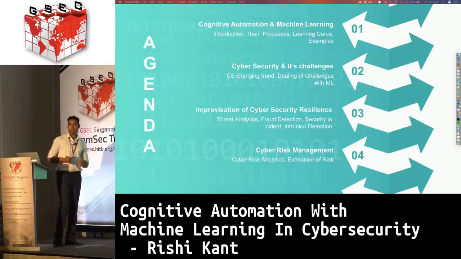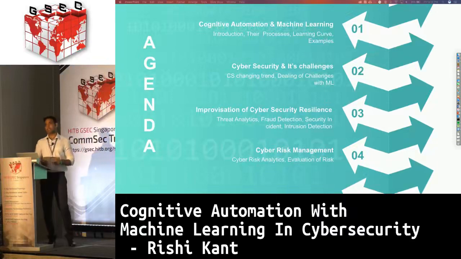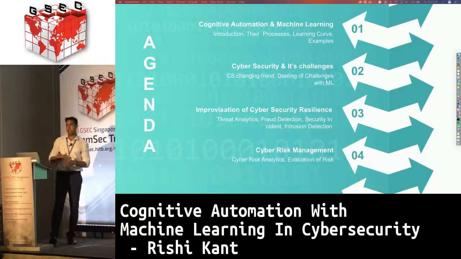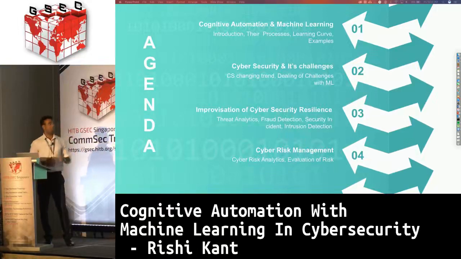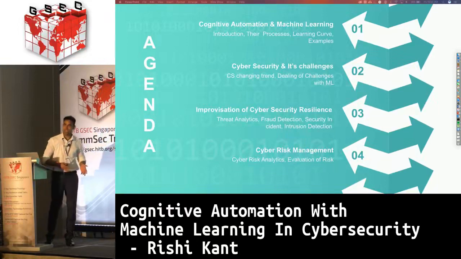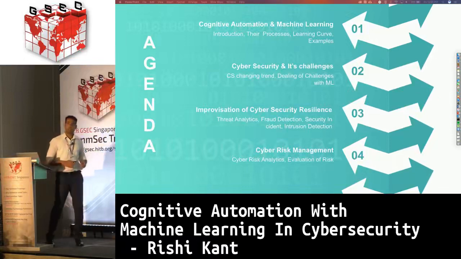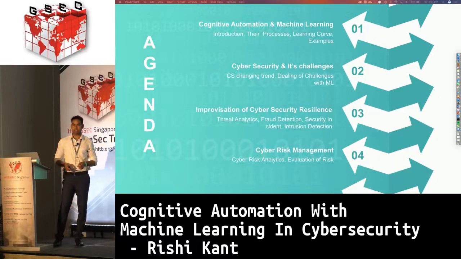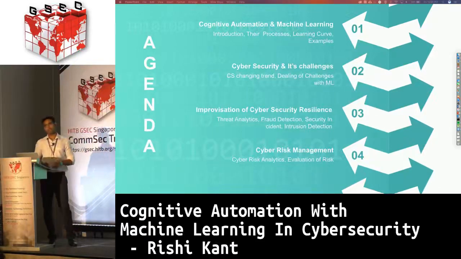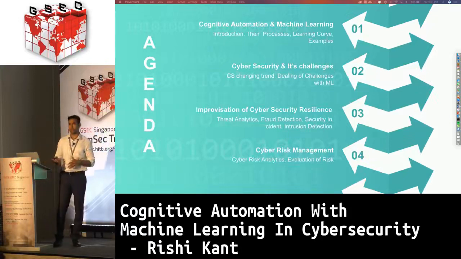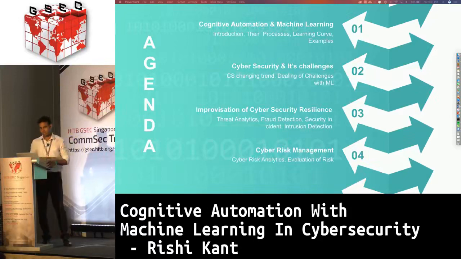Improvisation of cybersecurity resilience with the help of machine learning: how machine learning is going to help in cybersecurity, what challenges we have in cybersecurity, and how we're going to overcome them with the help of machine learning. And the last one is cyber risk management. Basically, it's about the evaluation of the risks identified, the risk factors identified, how we're going to mitigate them, and how we're going to perform the risk assessment part.